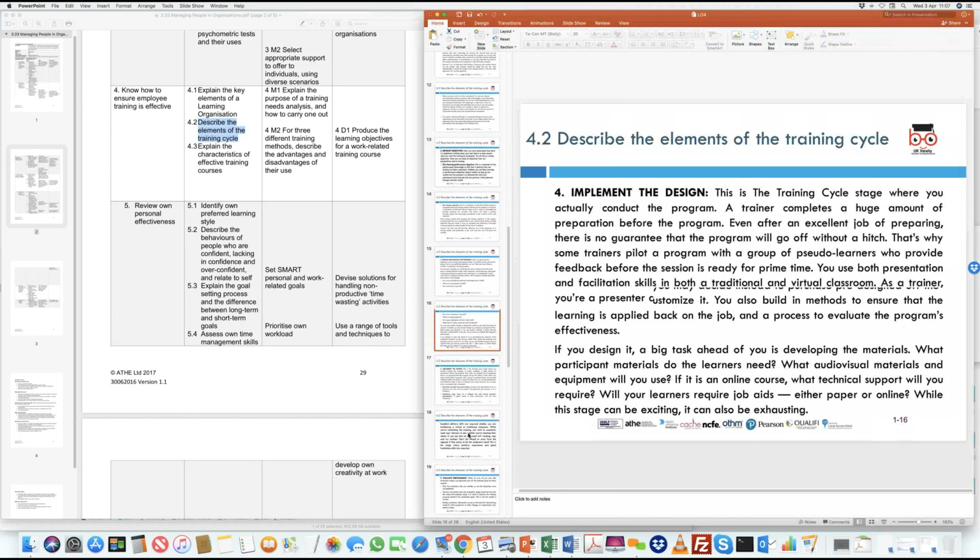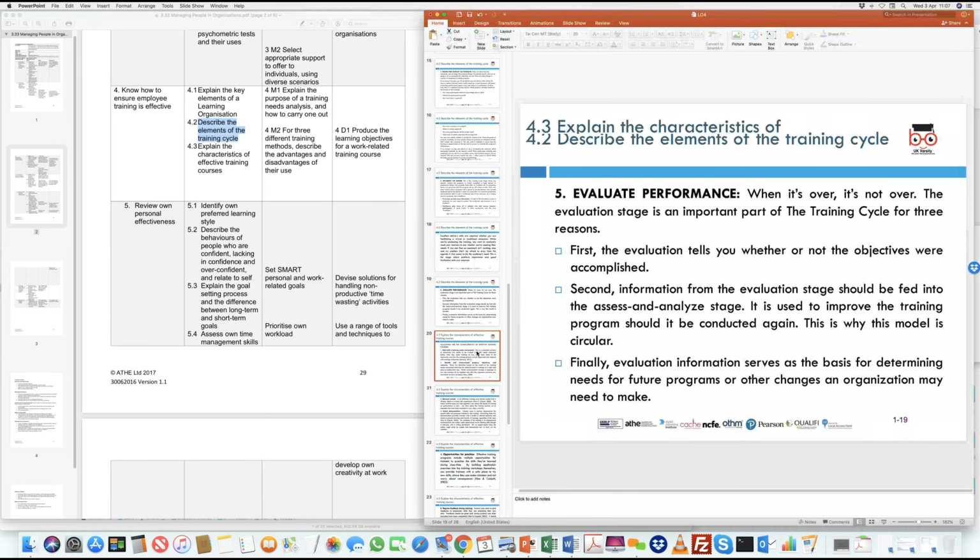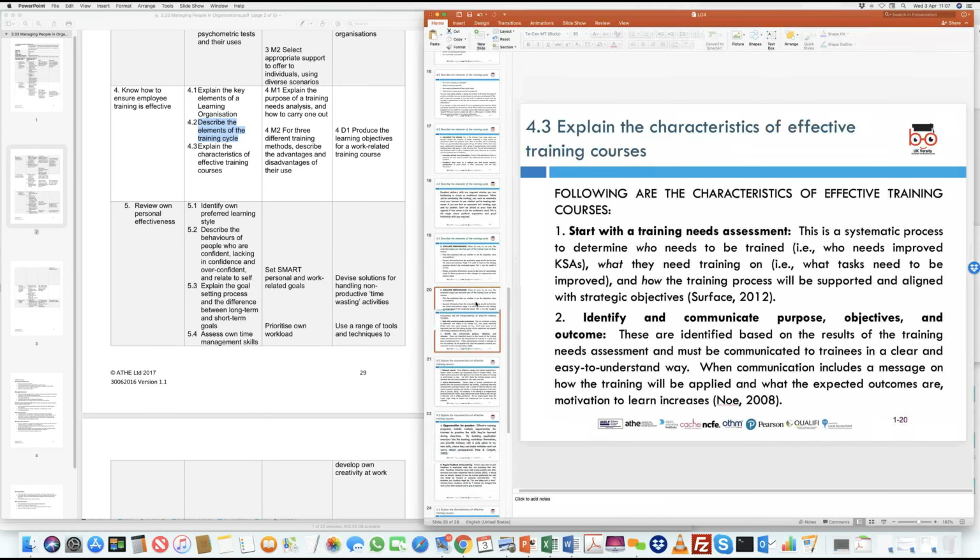Is that okay? Yeah. And towards the end, in the last assessment criteria, what we're looking at finding out is: what are the key characteristics of effective training? Why do we say the training has been effective? Sometimes you go to a training course or attend a seminar or a conference, and you come out feeling that you've learned a lot of things.